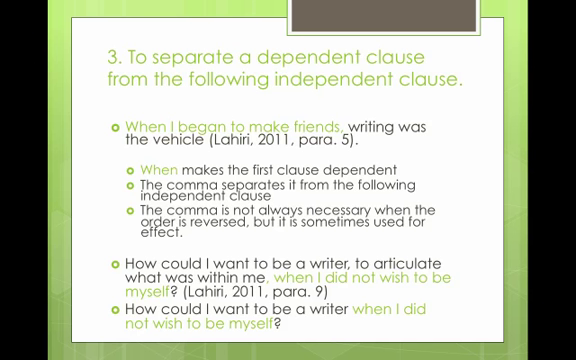So I've got two examples here, one that I've taken straight from Lahiri. How could I want to be a writer to articulate what was within me when I did not wish to be myself?